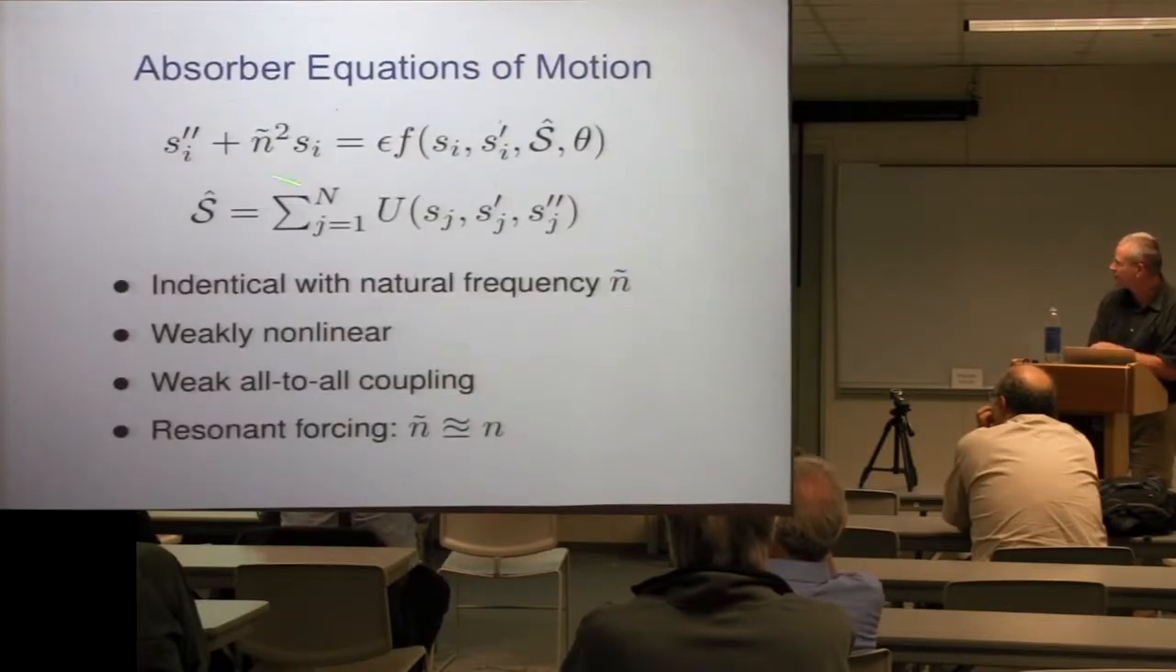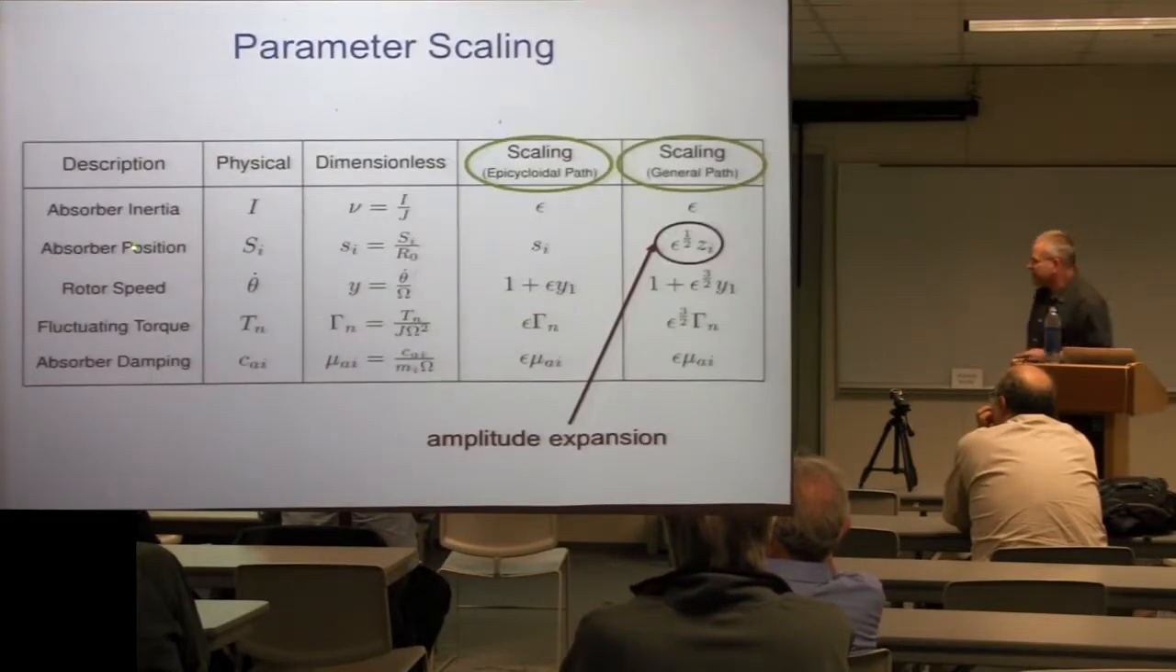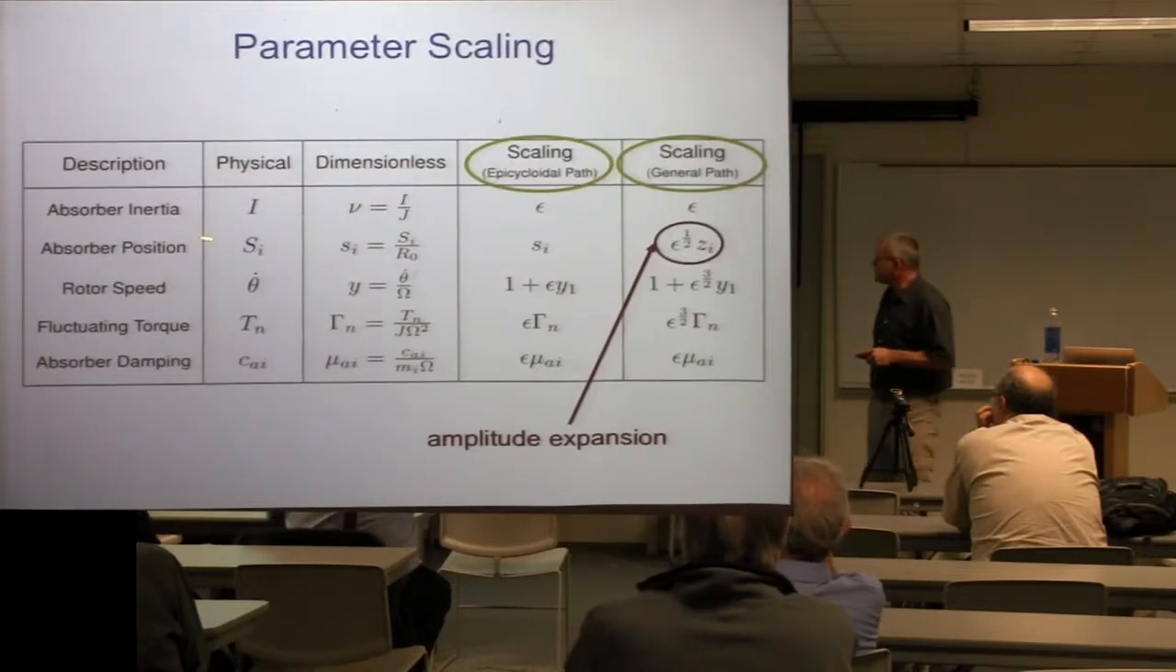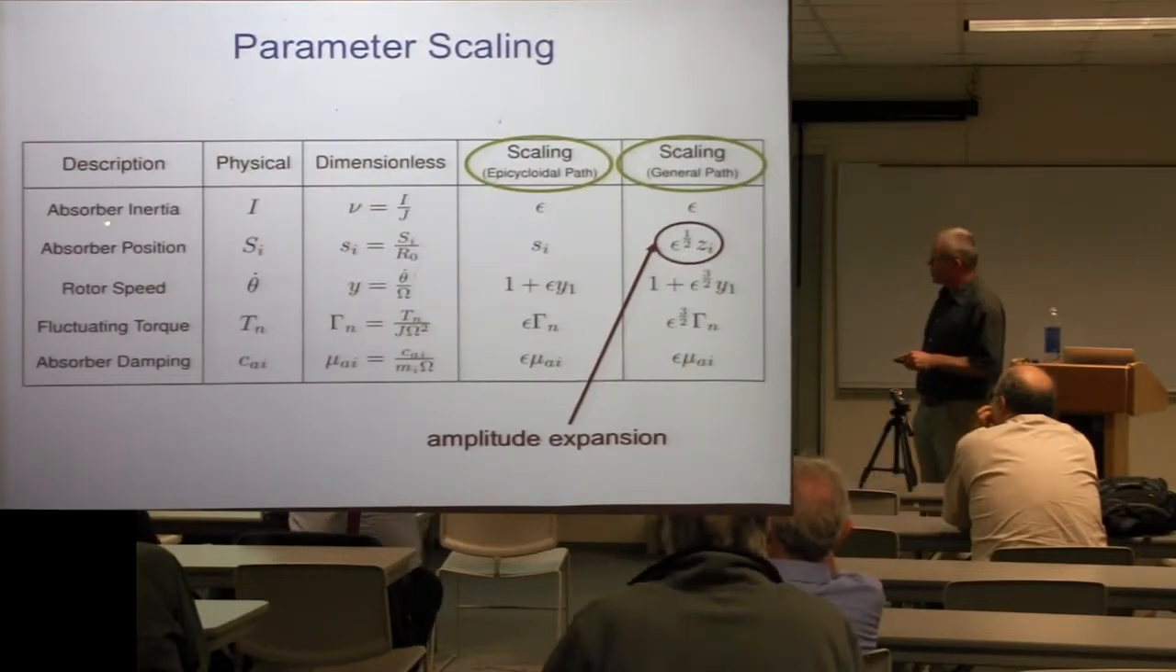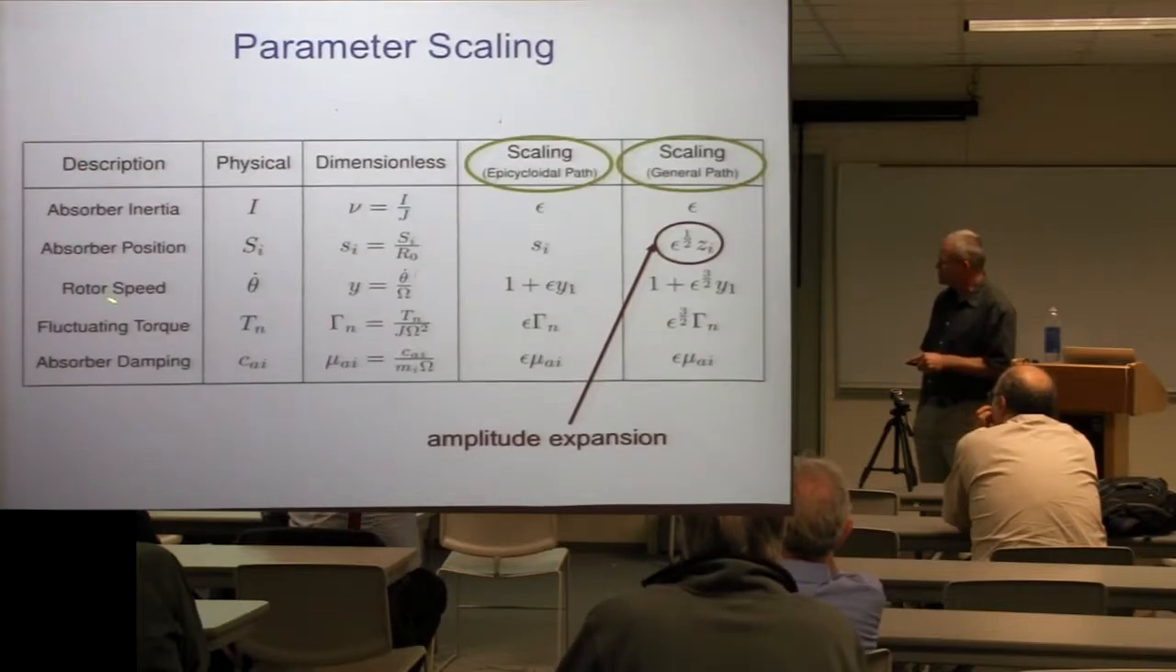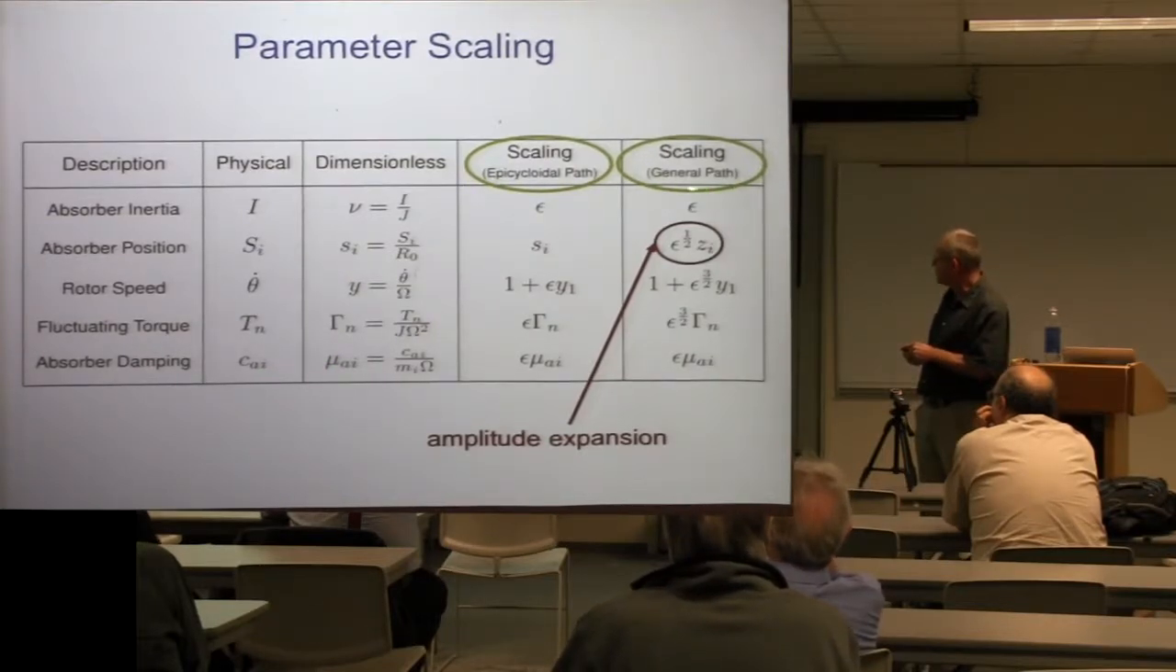But I want to talk about scaling first. These are physical coordinates and parameters like the inertia, the absorber position, rotor speed, fluctuating torque, absorber damping, non-dimensionalized. And there's two different scalings, and I'm going to talk about two different kinds of paths. One is a general path, and you can think of this as the circular path case, simple pendulum. In that case, the nonlinearities come in very fast, and you have to do amplitude scaling, just like you would for a Duffing equation or weak nonlinearities.